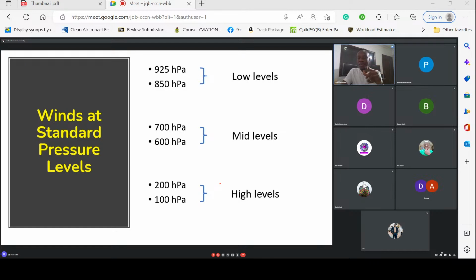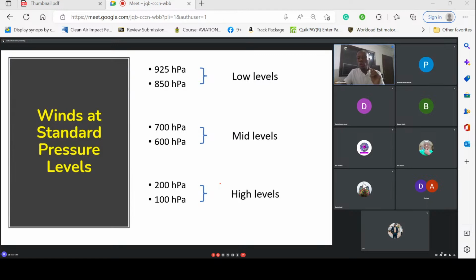700 may not necessarily be a mid level in other parts of the world. It could even be a low level wind. But for us here, we consider 700 and 600 hectopascal, even up to about 500 hectopascal as our mid level, and then 200, 100 hectopascal as our high level. So let's just assume that these are the standard pressure levels that we'll be considering. But most of the time, we look out for winds at 925, 850, 700, and 200.